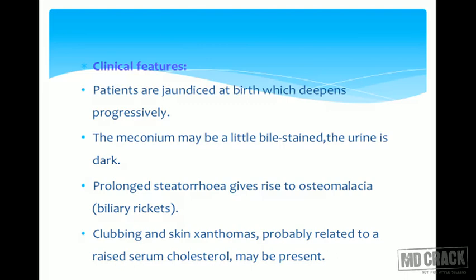Patients are jaundiced at birth, which deepens progressively. Little bile stains the stool and urine is very dark. Prolonged cholestasis will give rise to osteomalacia, which is also called biliary rickets. So biliary rickets is seen in extrahepatic biliary atresia. Clubbing along with skin xanthomas, probably related to a raised serum cholesterol, may be present.